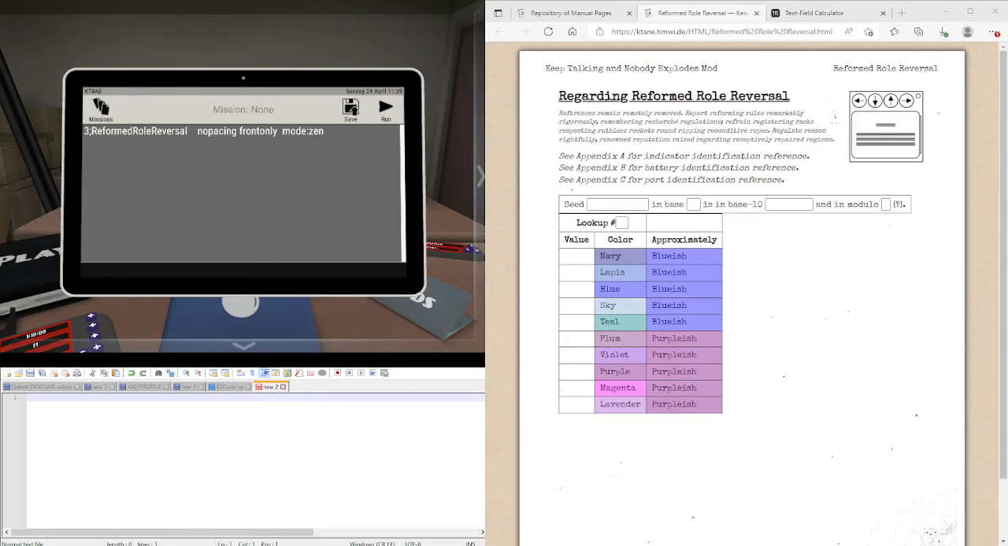Hello guys, Axto here. Today we're going to be looking at a singular module by Emic, which is Reformed Role Reversal.